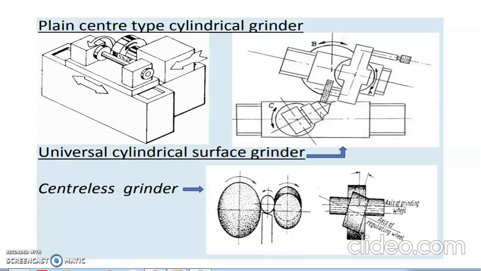Both work and wheel head can be swiveled. It is possible to grind taper surfaces and use this machine for internal face and surface grinding by using some attachment. It is also possible to perform plunge cylindrical grinding or taper plunge grinding on it.